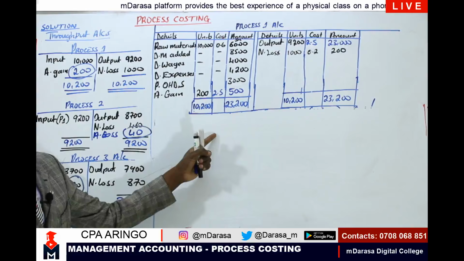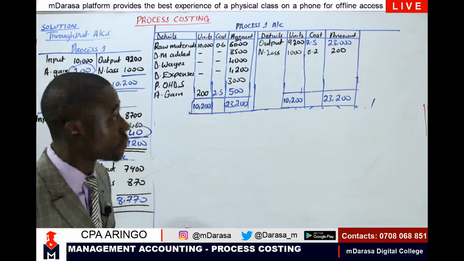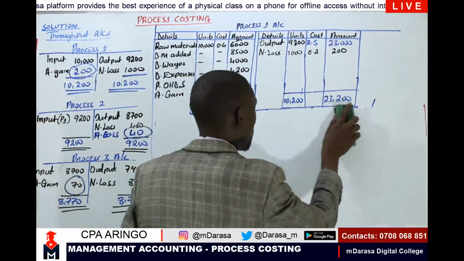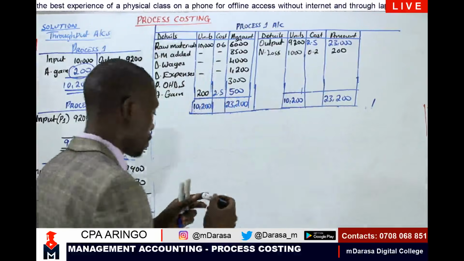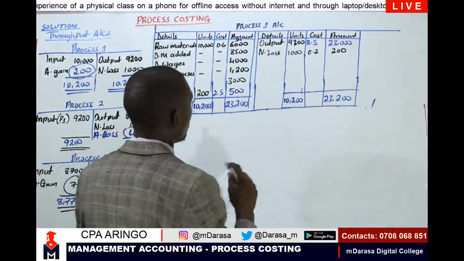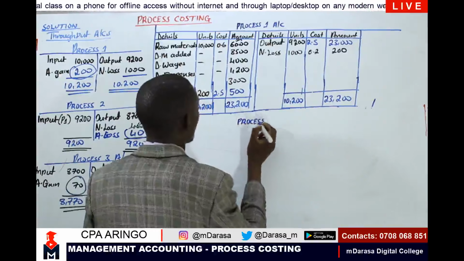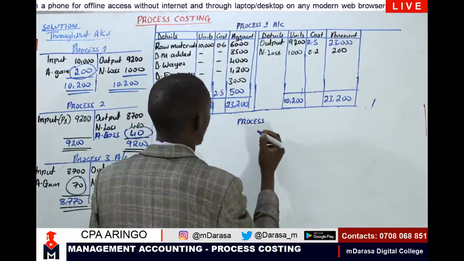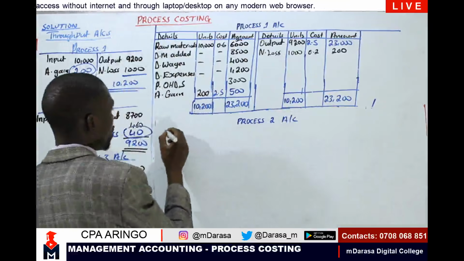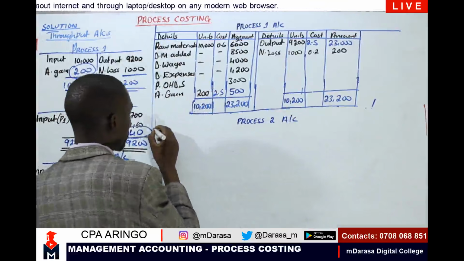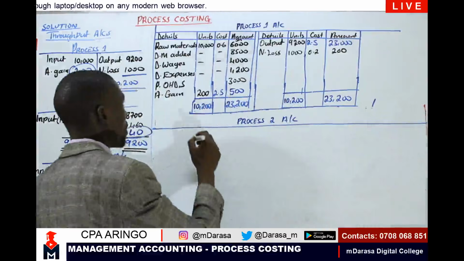So the same format will remain. So I'll have to prepare our process 2 account here. So let us have our process 2 account. So looking at our process 2 account, the same concept will apply.